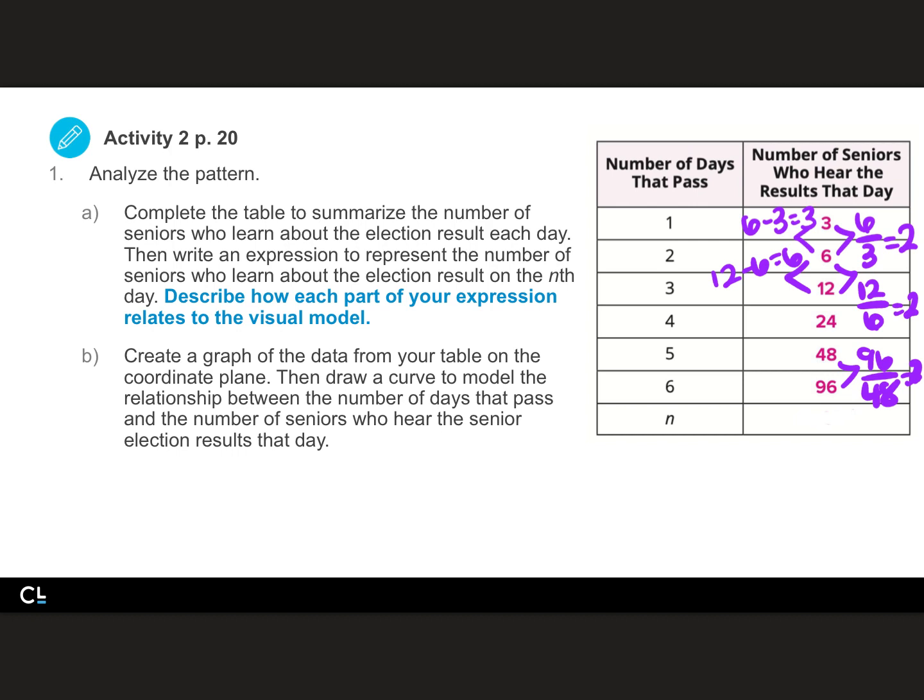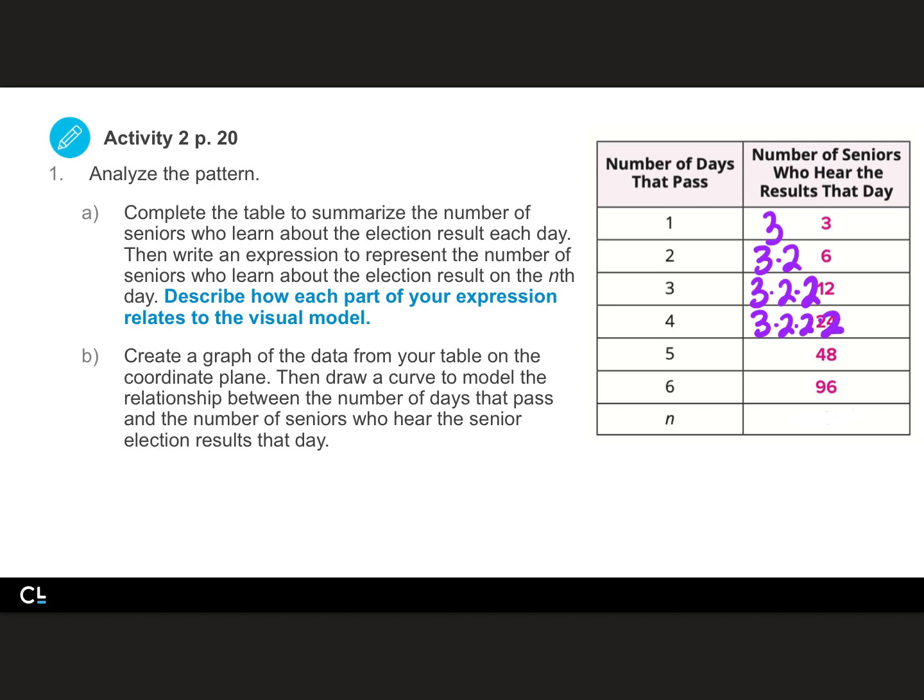So if we think about it, this is 3. We did 3 times 2. We did 3 times 2 and then times another 2. And we keep multiplying by 2. Well, this is where the change is happening, and repeated multiplication is where we get an exponent. So we have 3 that we're starting with. We're multiplying by 2, and it doesn't start with our first value, it starts with the second. So we're not going to go with n, but n minus 1.